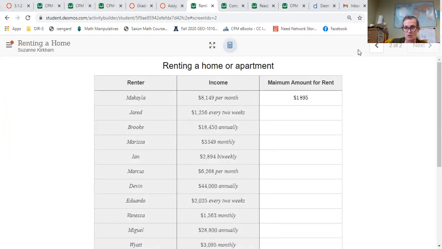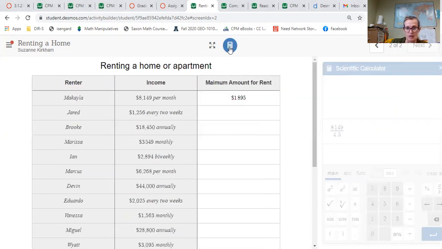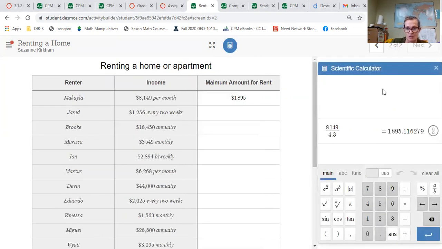All right, so I started working on the first one. For the first one, what I did, let me pull up our little calculator. I took 8,140, which is how much he makes per month, and I divided it by 4.3. And the answer I got was $1,895. So he can afford rent that is $1,895 a month.